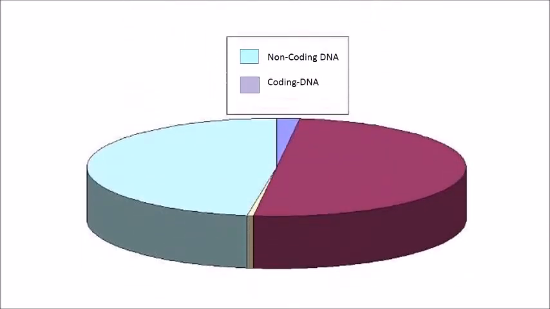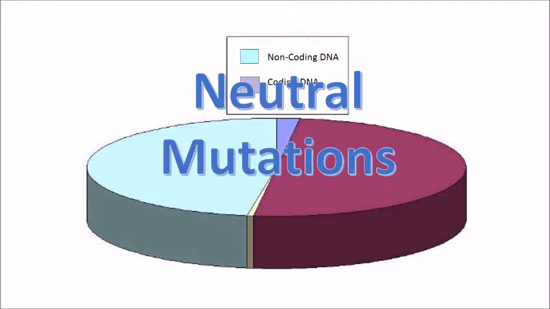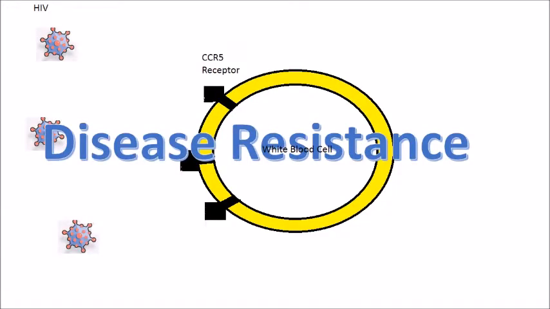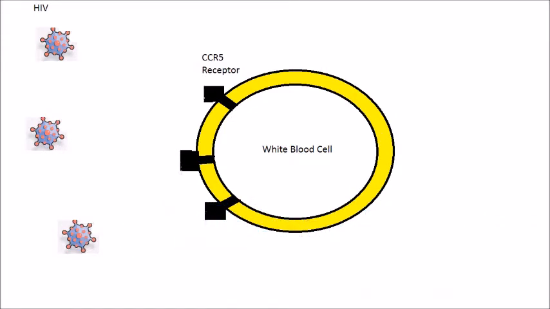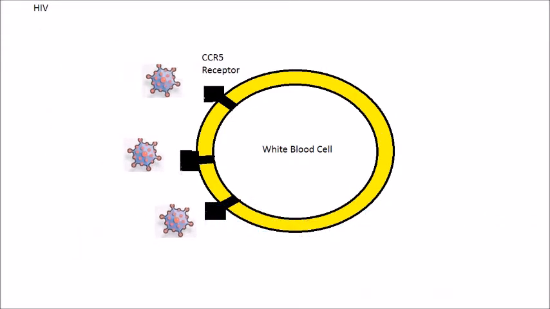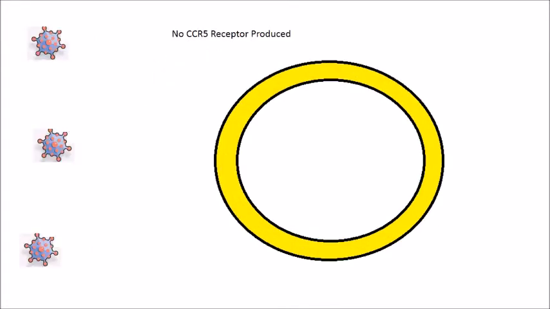A large portion of our genome is actually non-coding, meaning it doesn't produce a protein product, and so a mutation in this region generally wouldn't have an effect on gene expression or on the function of the transcribed protein. These are known as neutral mutations. There are also mutations that can occur that benefit you, such as by causing resistance to a disease. For example, the CCR5 delta 32 mutation in humans, which is a result of a deletion in the CCR5 gene and confers resistance to certain strains of HIV.